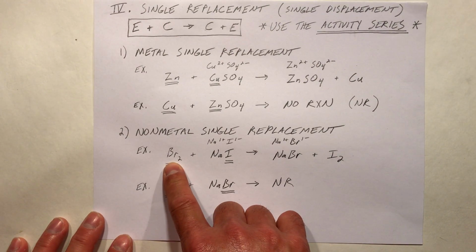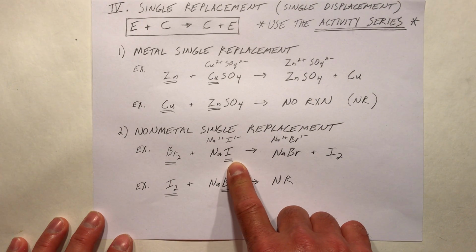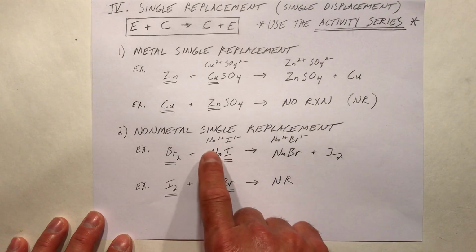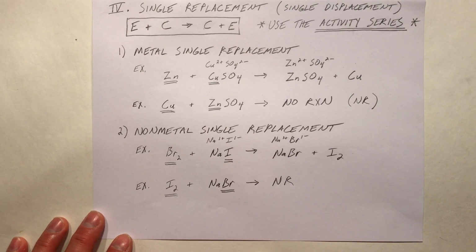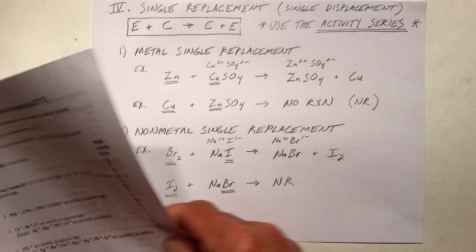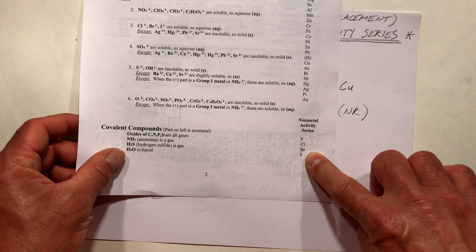So the Br, being a nonmetal, will try to replace the nonmetal in the compound. The nonmetal is always the second element in the compound, the element to the right. We always write metals first, then nonmetals second. So will Br be active enough to kick out the I? For this, we have to look at the much shorter nonmetal activity series.